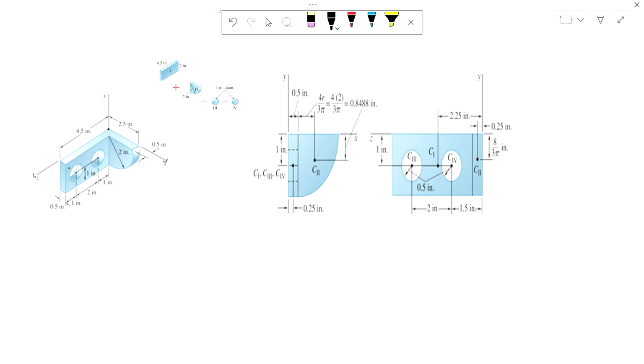So the strategy will be to break this into parts, and you decide how you want to do it. But in this example, they decided to have a whole plate, which is 4.5 inches long, and 2.2 inches is the width, and 2 inches height. So from here to here is 2 inches. Why? Because this radius is 2 inches. Then the second body would be this quarter of a disc, and then we subtract two volumes, which are two little discs.